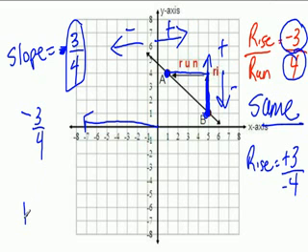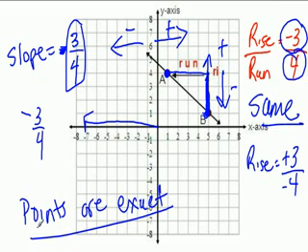Now this works best when the points are exact. If the points are not exact, it's very hard to find slope in this way.